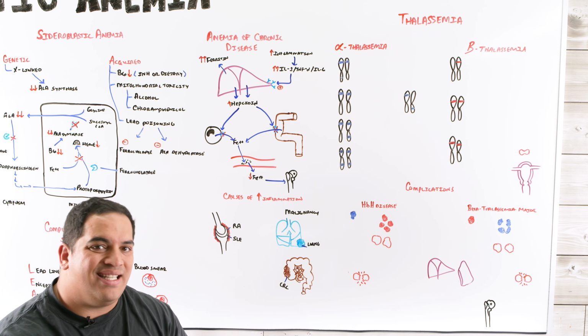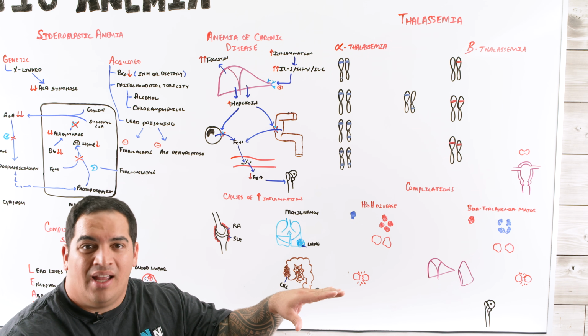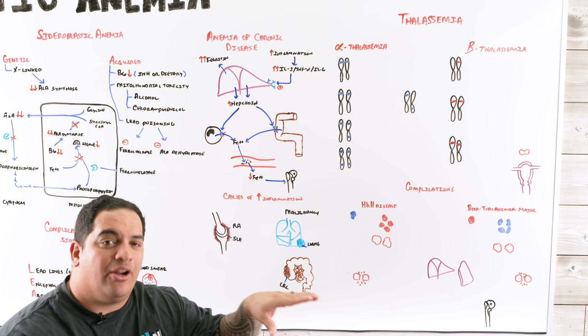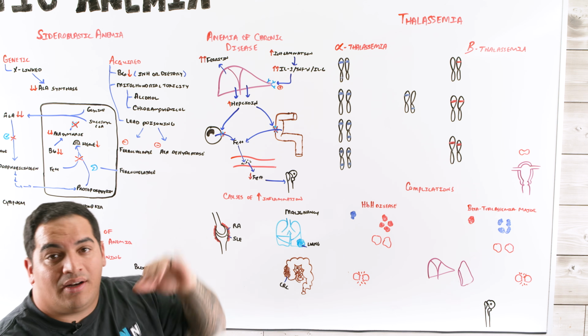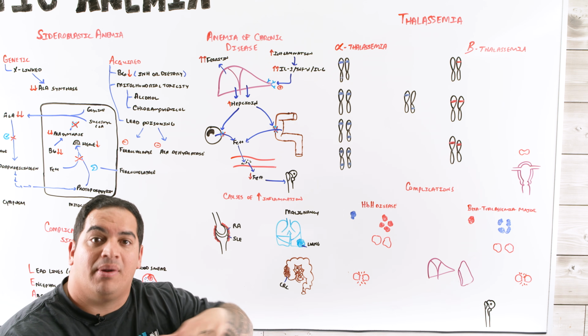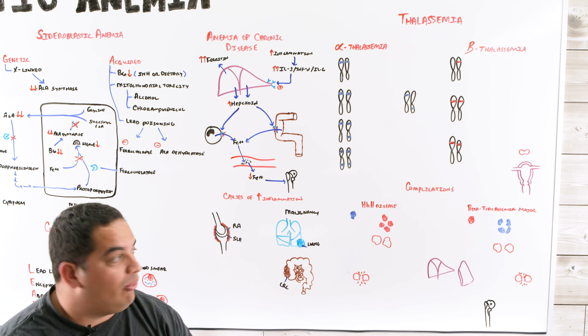Oftentimes, anemia of CKD is mostly normocytic. Very rarely will it be microcytic, all right? It can, but it's much less common. Anemia of chronic disease is usually normocytic, but in the later stages, it can progress to microcytic. So again, those are really important points to remember.